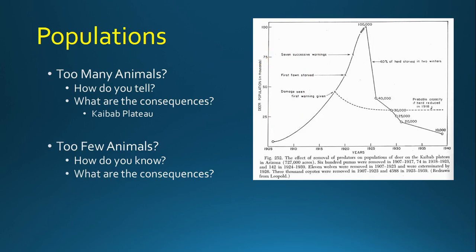How do you know if you have too few animals? That's another question. Now you're not going to see the impact on the habitat, but you might see, maybe, an increase in the number of young being born. That might be a situation. And what are the consequences if you have too few animals in the environment? Well, again, there's a chain reaction to everything. Everything's connected. So you have to maybe look wider than the species of interest.